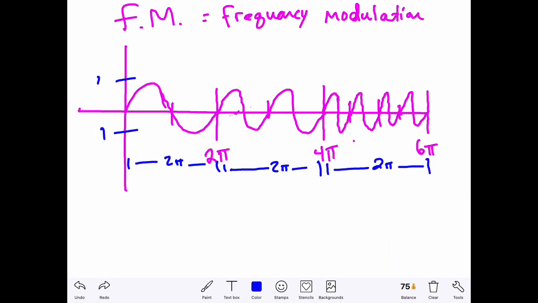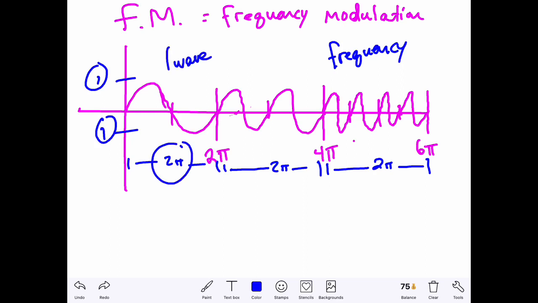So what's going on with frequency modulation on your radio dial is your amplitude here is going to stay the same. Notice. But what's going to be modulated is what's called the frequency. How many waves did it do over this first section of, say, 2 pi? Well, it did 1 wave. How about over this next section of 2 pi? Well, it did 2 waves. And over the next section, maybe it did 4 waves.